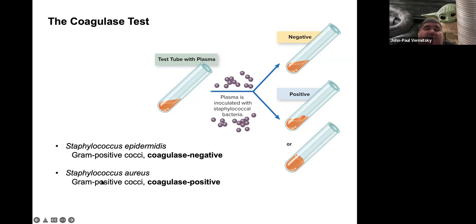And this is important because physicians want to know: are they dealing with Staph epidermidis, which is very easily treated, or are they dealing with Staph aureus, which could potentially have lots of drug resistance playing a role there?